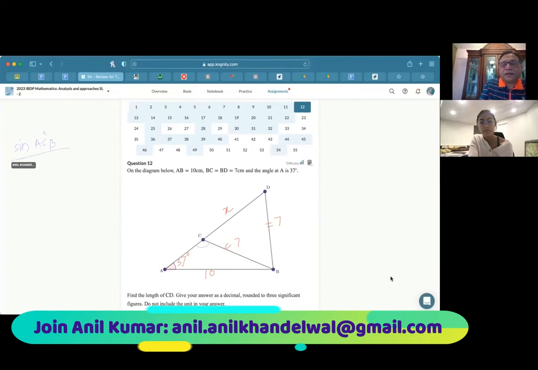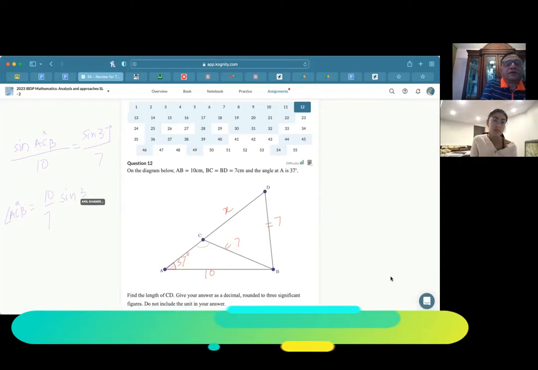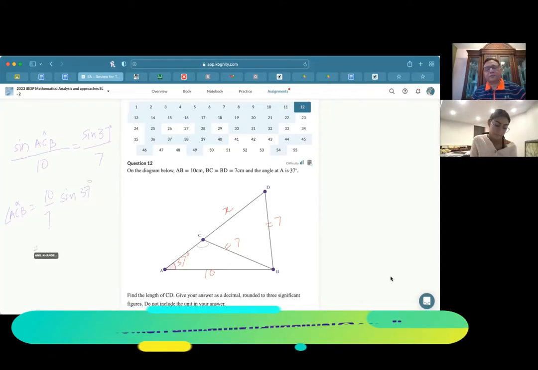over the side opposite, which is 10, is equal to sine of 37 degrees over 7, right? So find from here, cross multiply. So sine of angle ACB is equal to 10 over 7 times sine of 37 degrees, correct? Right. Find the angle, please.